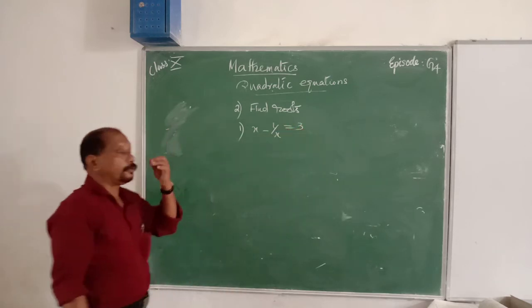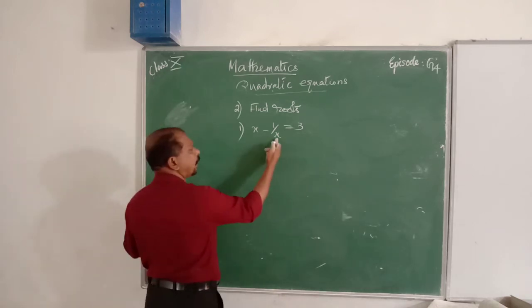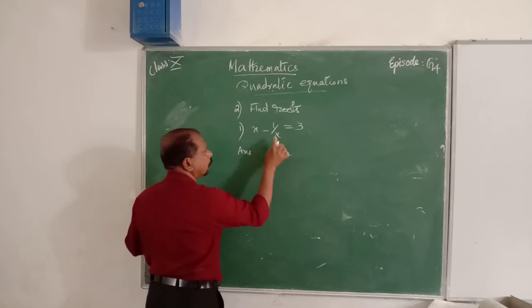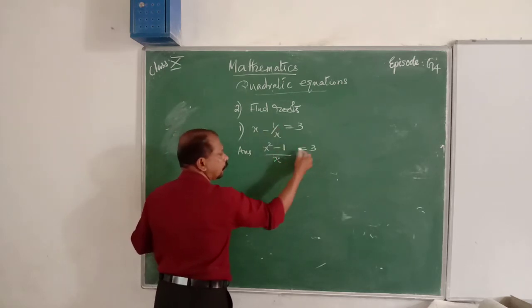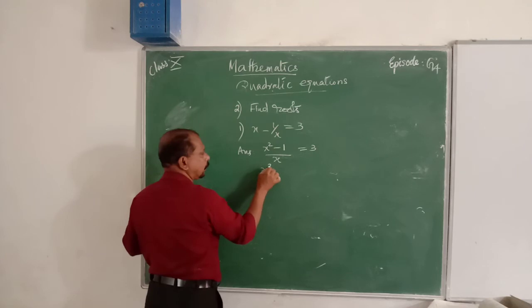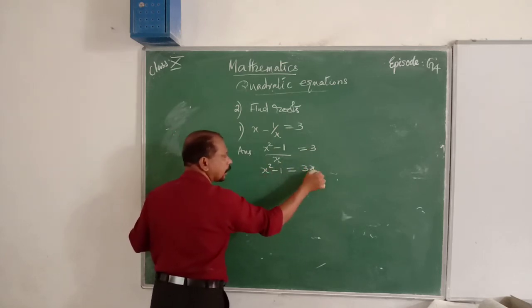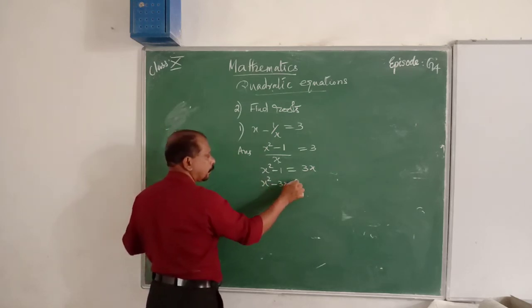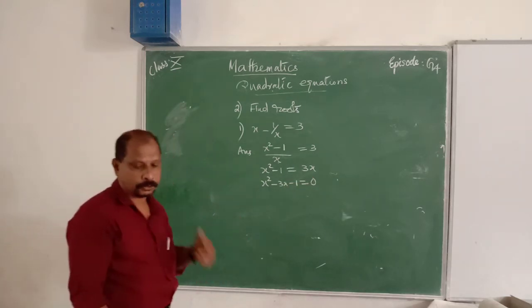This is known as quadratic form. Therefore, take LCM as x. Denominator x. Now cross multiplication: x into x, x square, minus 1, numerator, is equal to 3. Cross multiplication: x square minus 1 is equal to 3x. Shifting to the left, x square minus 3x minus 1 is equal to 0.